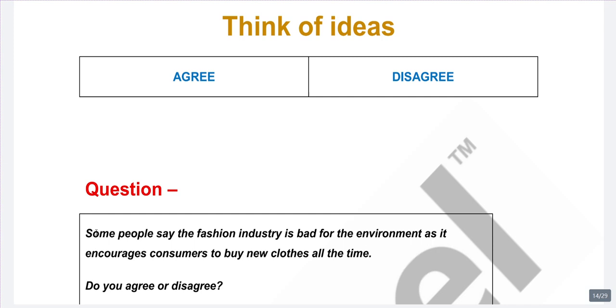So in the exam it doesn't matter what you think in your real life. They are not checking your moral codes or your ethical values. What they are checking is your level of English. If that is good, you are good to get your band 7 or band 8 or band 9, whatever your target band score is. Clear?